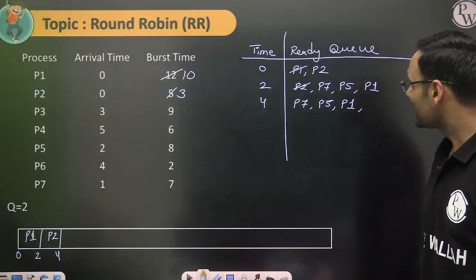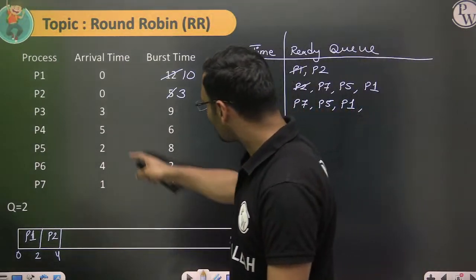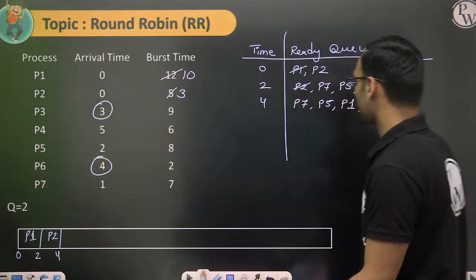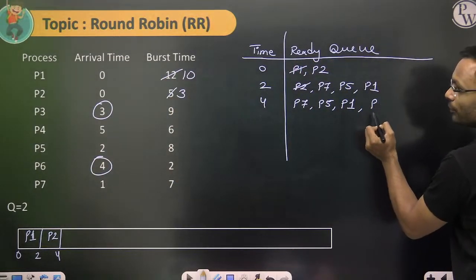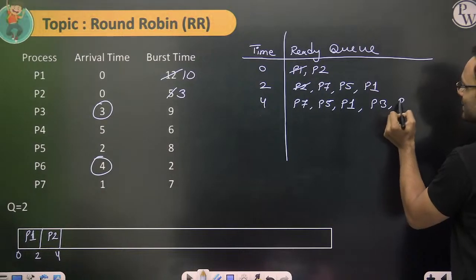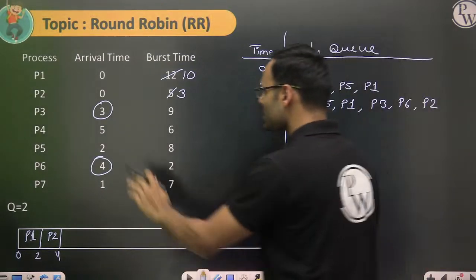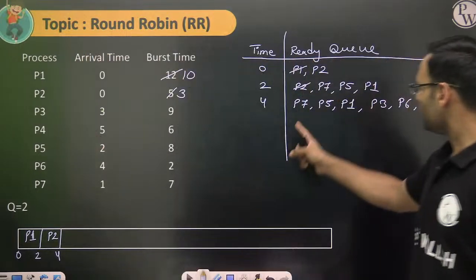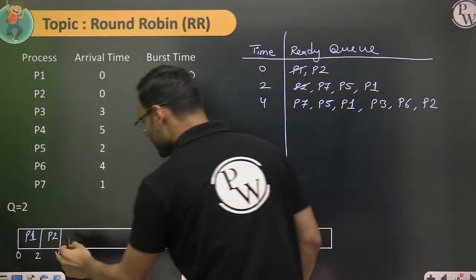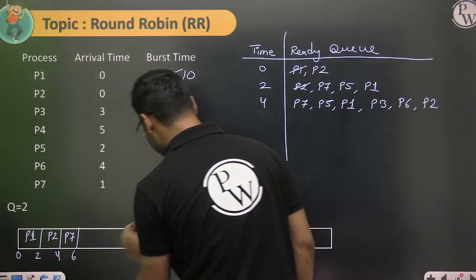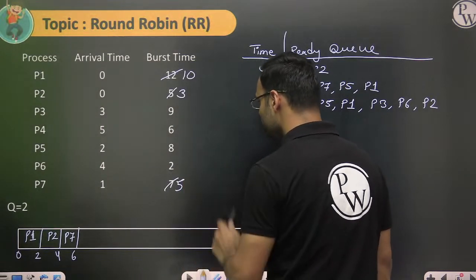in this sequence. Now till 4, what all other processes arrived? At 3, P3 arrives. At 4, P6 arrives. So P3 and P6 arrived and P2 added at the end of the queue. Next, first process in the queue is P7. So P7 runs next. For 2 time unit 6, remaining is just 5.